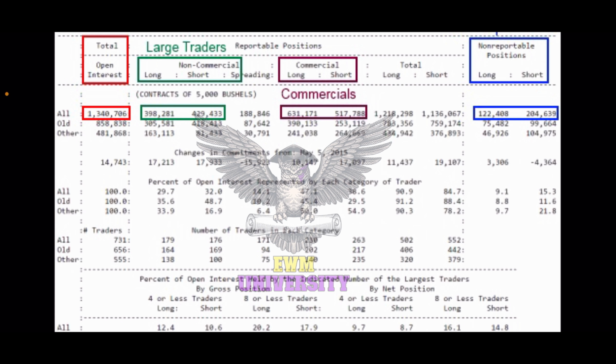So you see you have in red to the far left the open interest, the total open interest. Then you see the large traders in green, the non-commercials, and you see how many positions they have, long or short. Then next to them, you see the commercials. You see how many positions they have open, long and short. And then off to the side, you have some non-reportable positions. So we're not too worried about that. But I just want to give you guys an introduction to the commitment of traders report if you're not familiar with it.